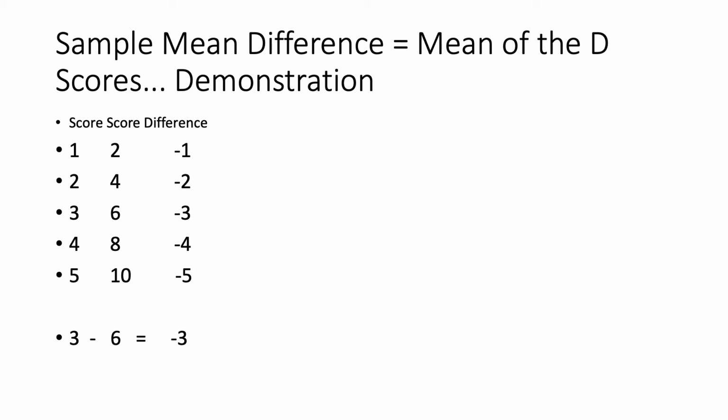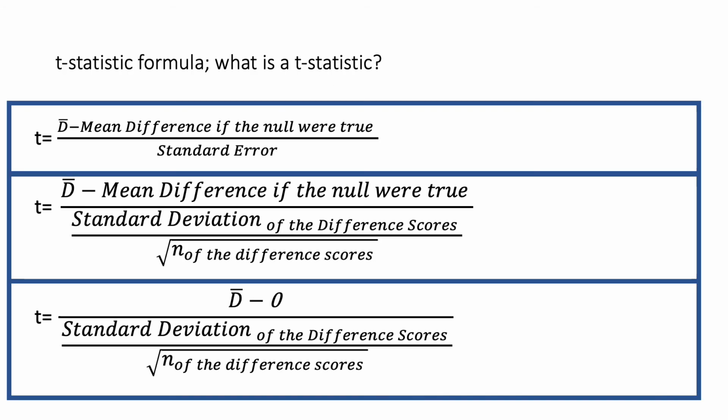So the average of negative 1, negative 2, negative 3, negative 4, negative 5 is negative 3, which is also the sampled mean difference. I'm just showing you that the average of the difference scores is the same thing as the sampled mean difference. That's important because of the formula that's next.